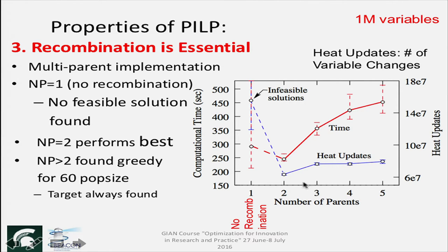So based on this study, I will say 2 is the best, but what about 1, when I'm not using recombination? Look at what's happening. I never get a feasible solution. This dashed line here means there is no feasible solution. So this one, no feasible solution was found. If I don't put a recombination, I don't get a feasible solution, the algorithm is not so efficient.